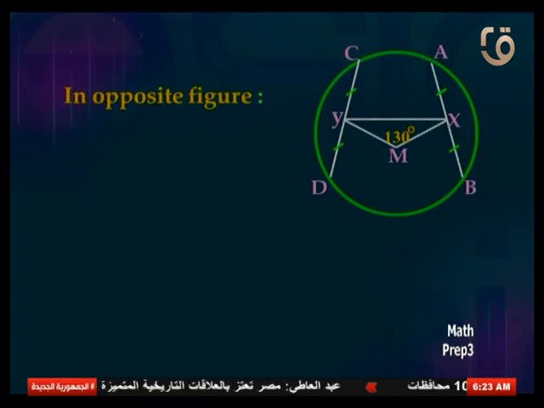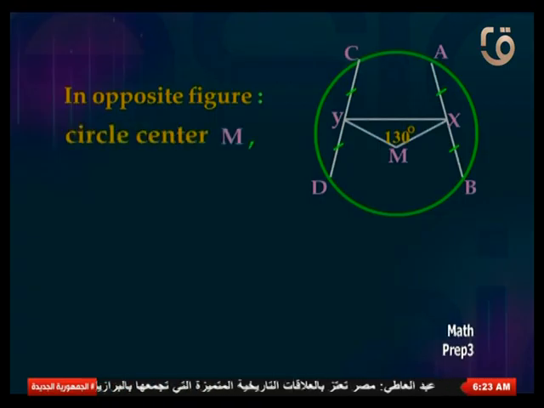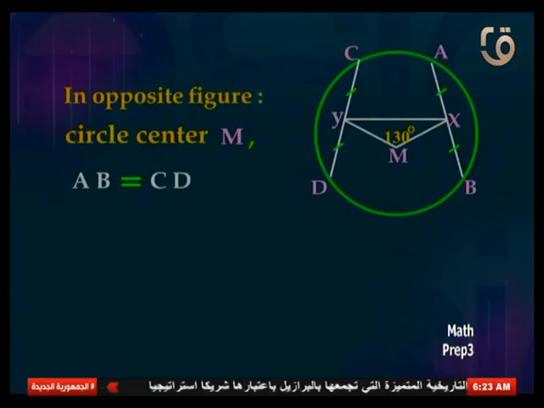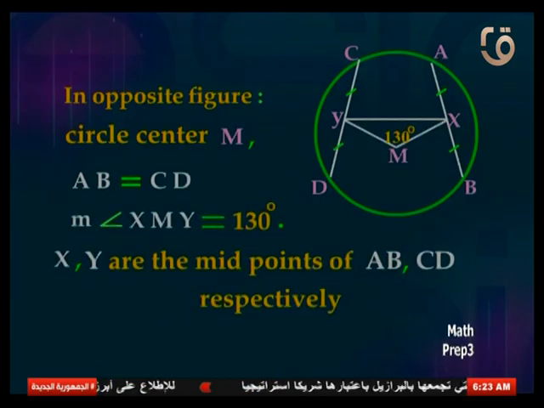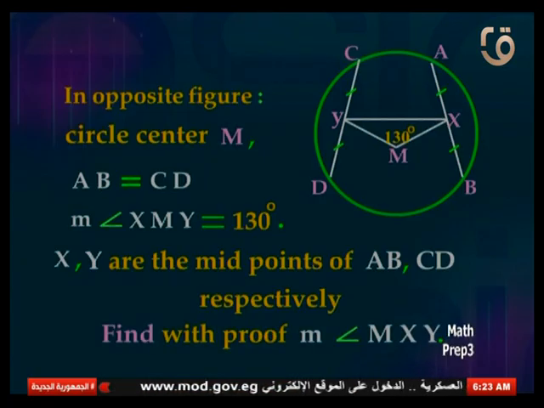In the opposite figure, circle center M, AB equals CD, measure angle MXMY equals 130 degrees. X and Y are the midpoints of AB and CD respectively. I want you to find, with proof, measure angle MXY.